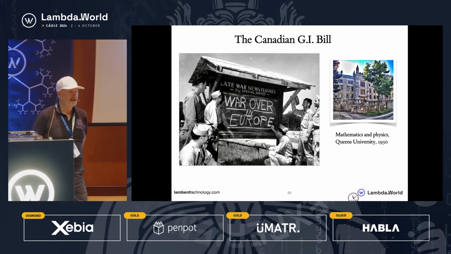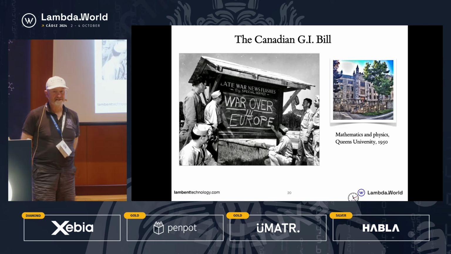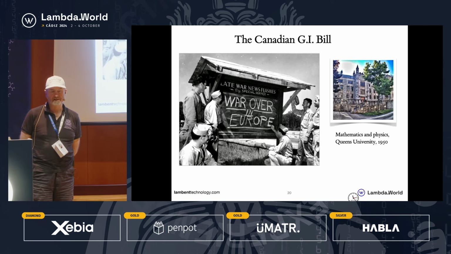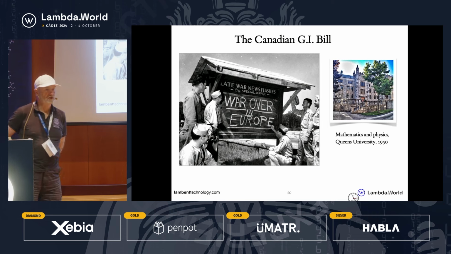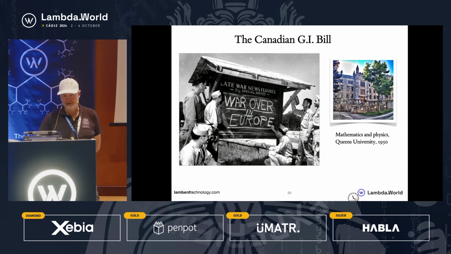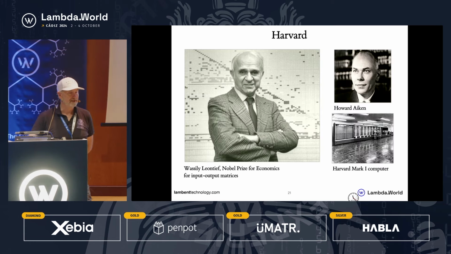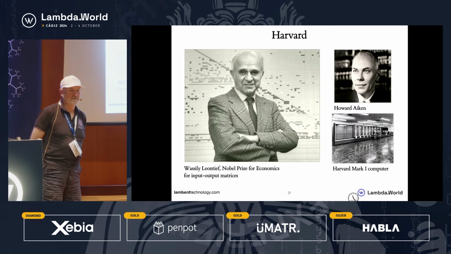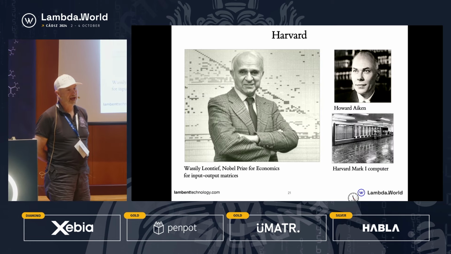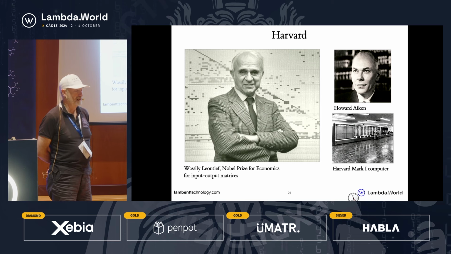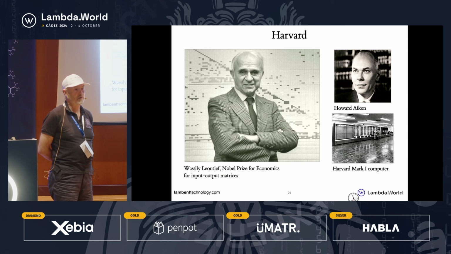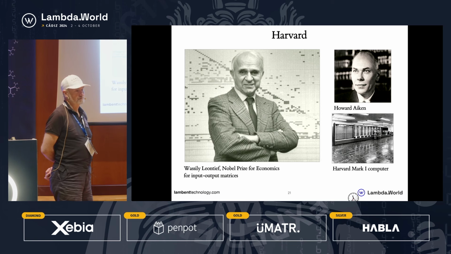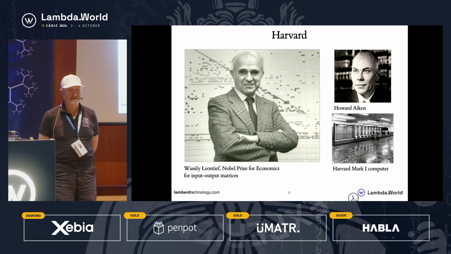When the war ended, the Canadians had a version of the American GI Bill, and Ken got the opportunity to go to college for a university education. He did mathematics and physics at Queen's University, and Ken graduated top of his class in mathematics and physics. And from there, he went on to Harvard, and this is where our story gets really interesting for us.